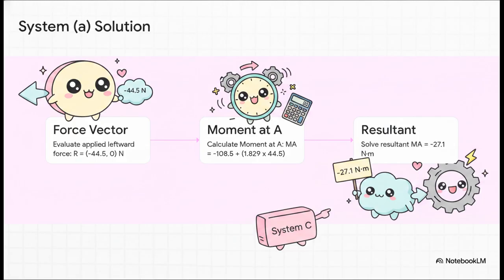If you go ahead and run system C through the same process, you're going to find it yields these exact same resultant values. Pretty cool, right?